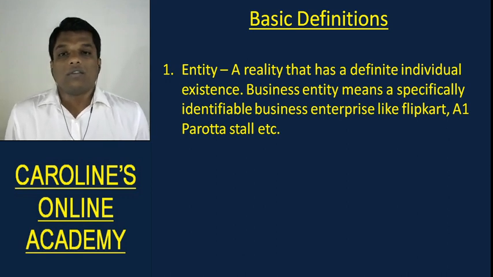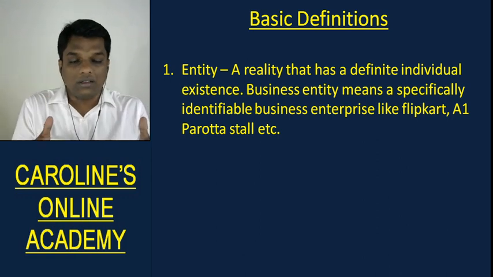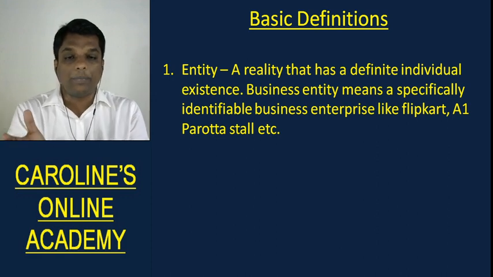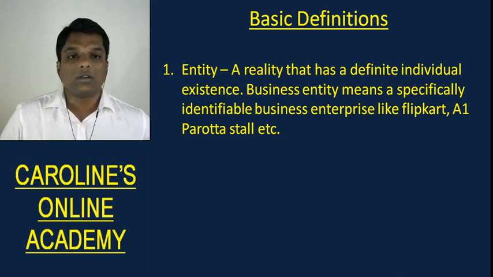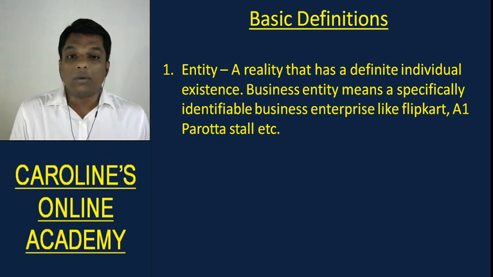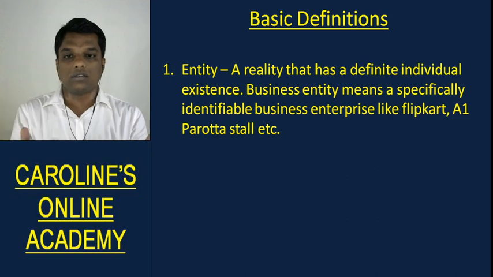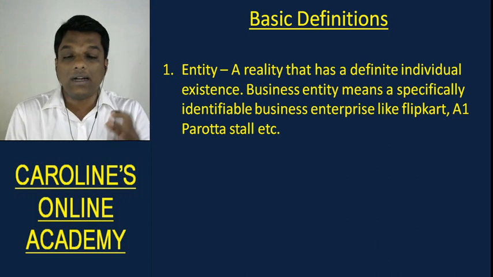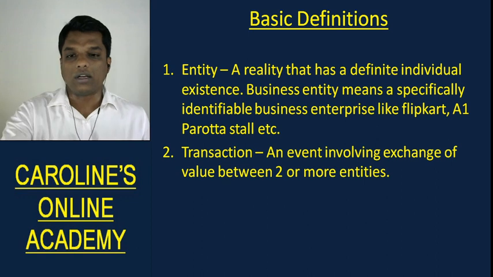In accounting, when we mean an entity, we generally mean a business entity, that is something that can be separately identified as an organization. A separate business is called a business entity. For instance, Flipkart is a business entity, Amazon is a business entity, A1 Parota stall is a business entity. It is something that can be separately identified as an organization, right? Which is definite, it has been defined as a separate organization. So that is an entity. Understood? The next term that we would be looking at is transaction.